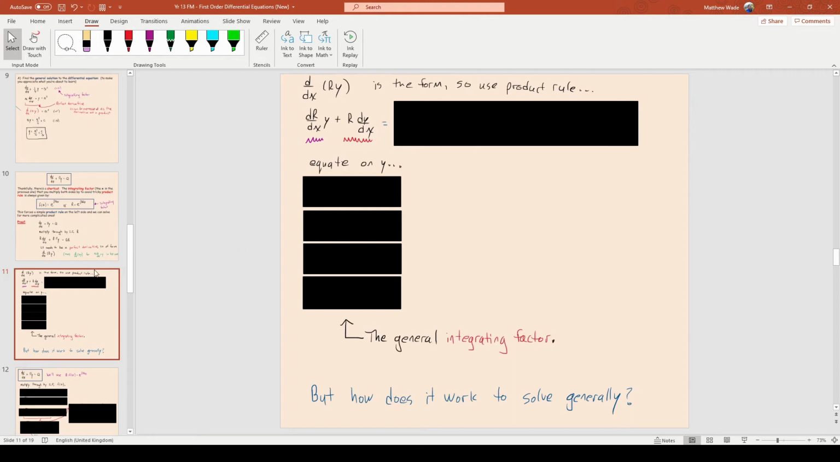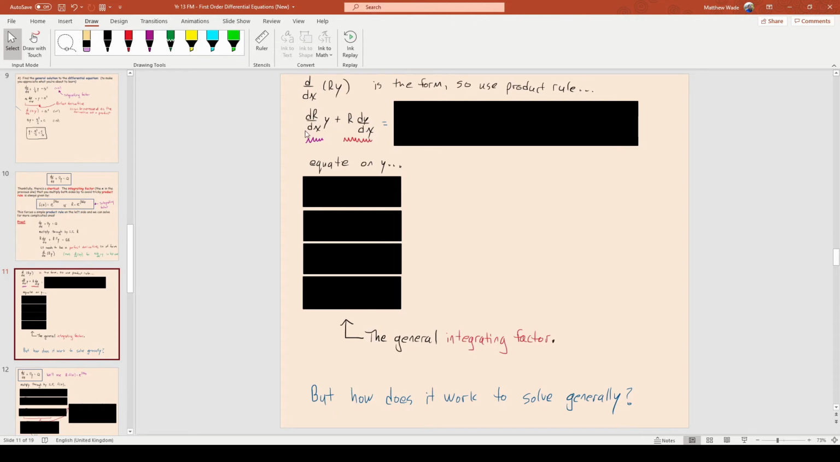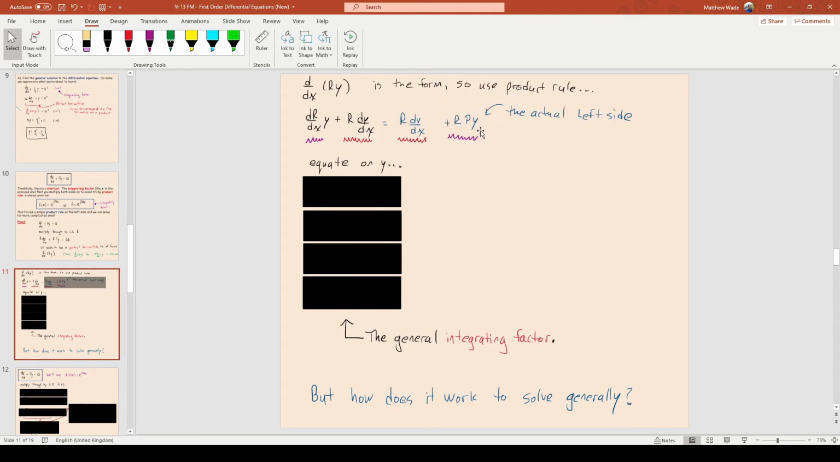Now, here's the thing. That's to replace the left-hand side, right? Remember how our goal is to swap out the left-hand side. We want rid of this part here, not equals QR, but this part here. We want it written as a perfect derivative, which means that this format here, which can be expressed like that, has to actually equal what the left-hand side actually equals. Cool?